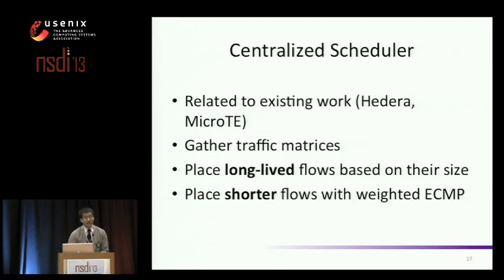This global rebalancing of flows is handled by our centralized controller, which borrows ideas from existing work like Hedera and MicroTE. How it works is that the controller gathers traffic matrices from top-of-rack switches or servers, and then places long-lived flows based on their size. Shorter flows that are too transient to take advantage of this periodic rescheduling are placed with a form of weighted ECMP, which basically means that they're placed on randomly chosen paths based on the residual capacity on that path.